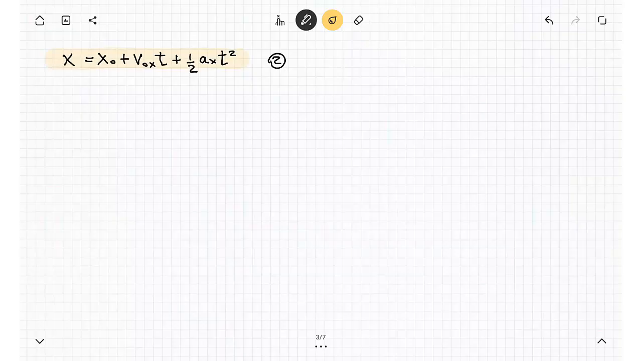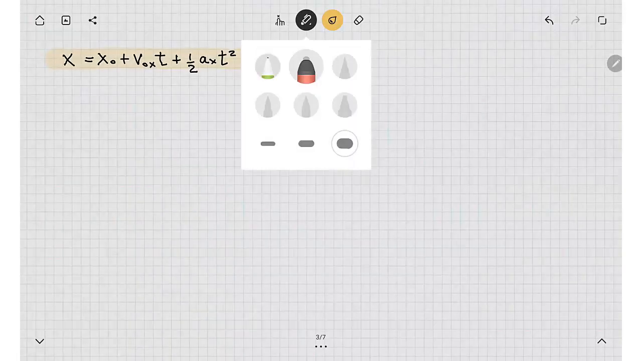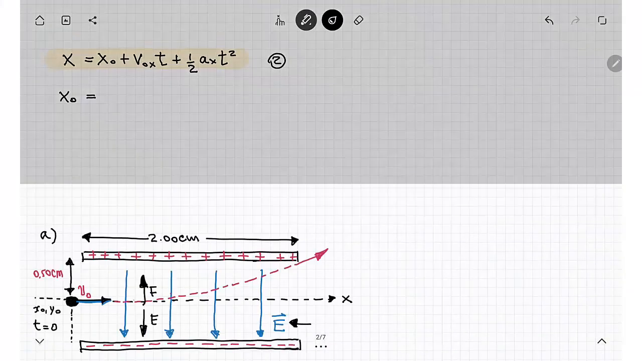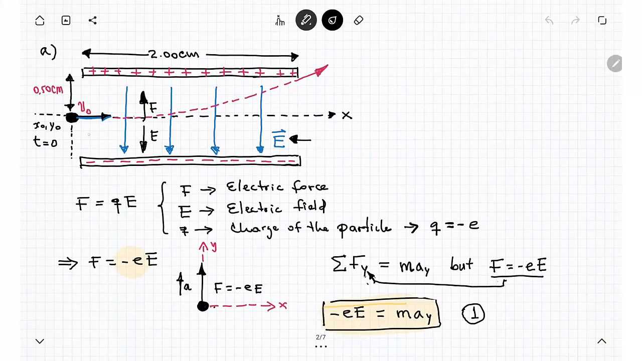Let's call that equation number 2, but we have here, according to the problem, some initial conditions. If we remember the initial conditions of this problem, they are, for example, the initial position along the x-axis is x0. But we already know that the particle started its motion at the origin of coordinates, as is shown right here on this illustration.